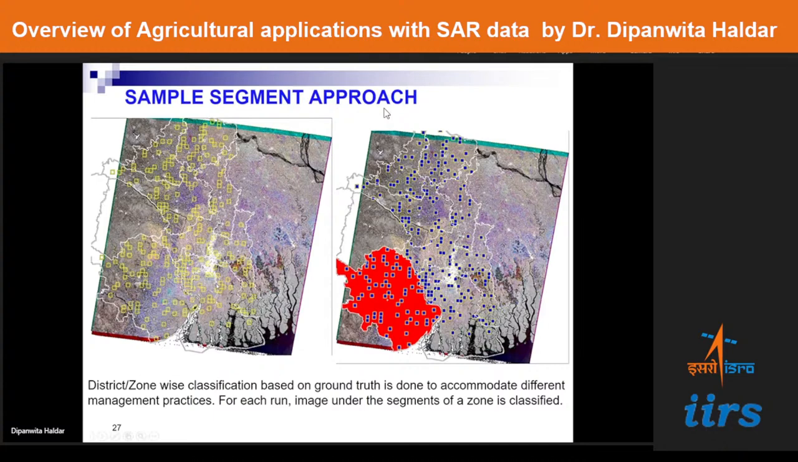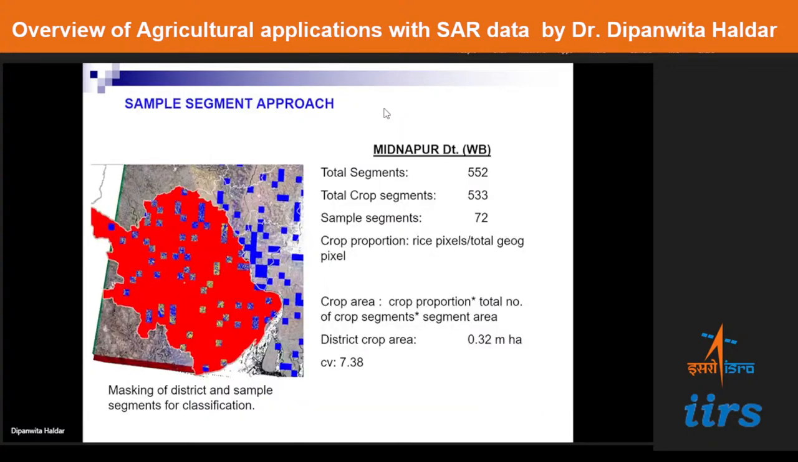So these are basically 5 by 5 kilometer grids, what these squares you are seeing here. Based on the ground truth, it is done to accommodate the difference in management practices. So there may be different categories of agricultural samples: the high proportion, the medium proportion, the low proportion, and so forth. For example, we have taken a particular district in West Bengal. The total segments is around 552, and out of that, crop segments is 533. And the sample segments, the sample population, is 72.